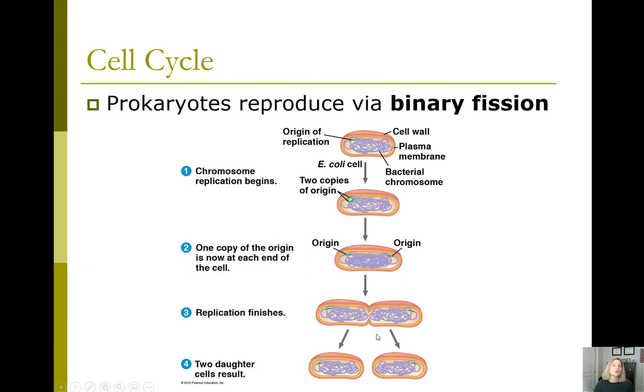Okay, so there's no mitosis in prokaryotes. So we call it binary fission, where it's duplicating its DNA and then just simply dividing into two. So now we have two separate cells that are identical to each other.